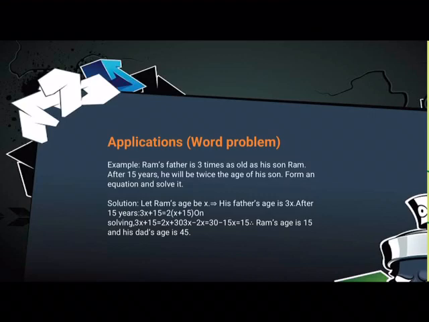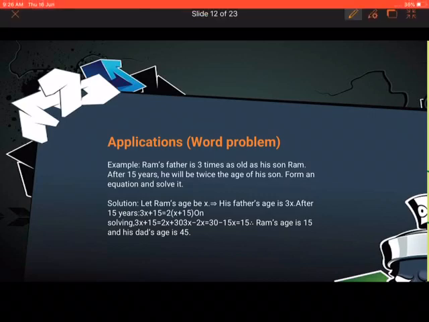Okay, now for example, I have a question over here. Ram's father is 3 times as old as his son Ram. So this is given. Let us take Ram's age to be x. Ram's father will be 3 times as old as his son, right? So it will be 3x.